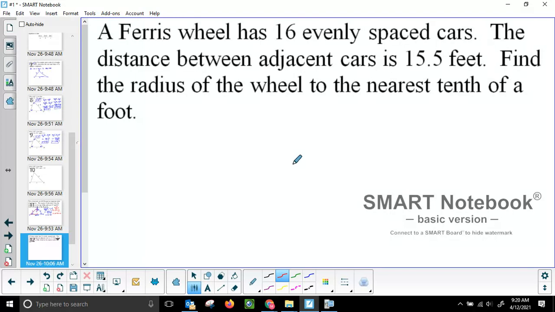A Ferris wheel has 16 evenly spaced cars. The distance between adjacent cars is 15.5 feet. Find the radius of the wheel to the nearest tenth of a foot. This is a problem that typically confuses students a little bit, but let's go ahead and do a circle here.